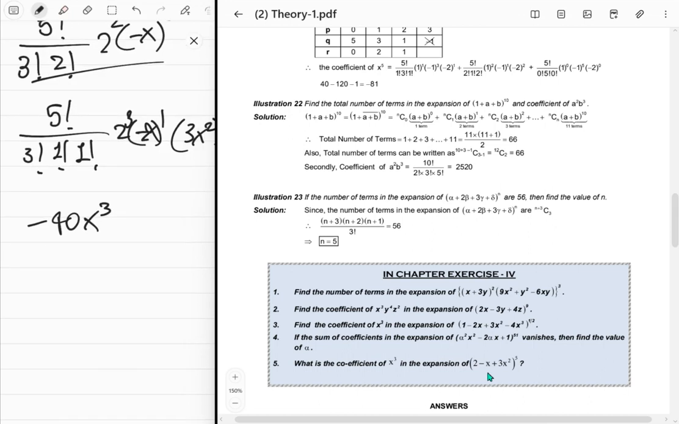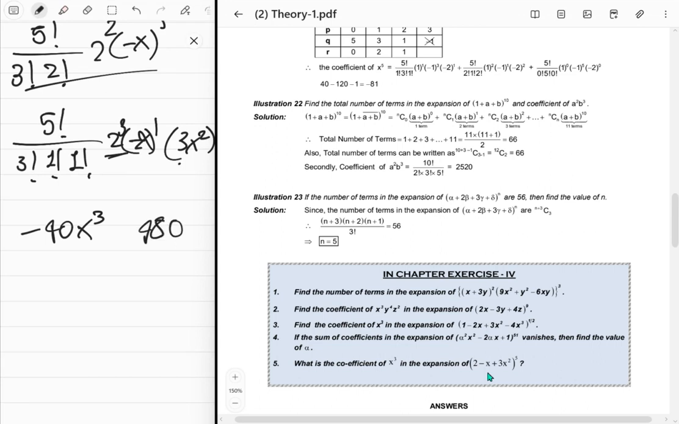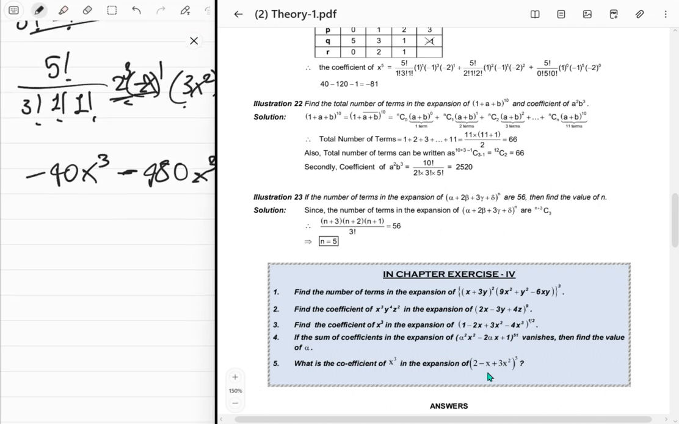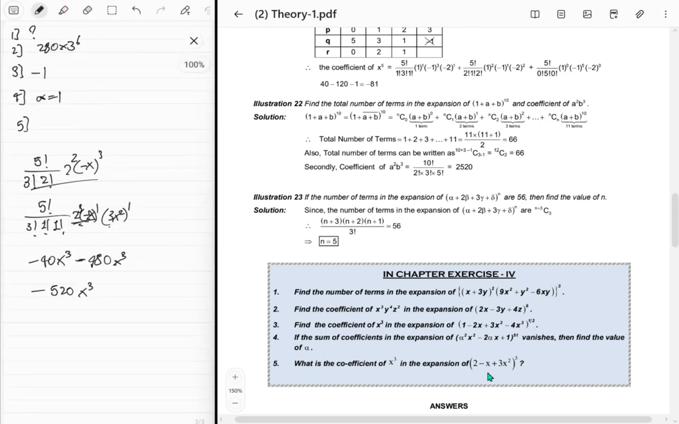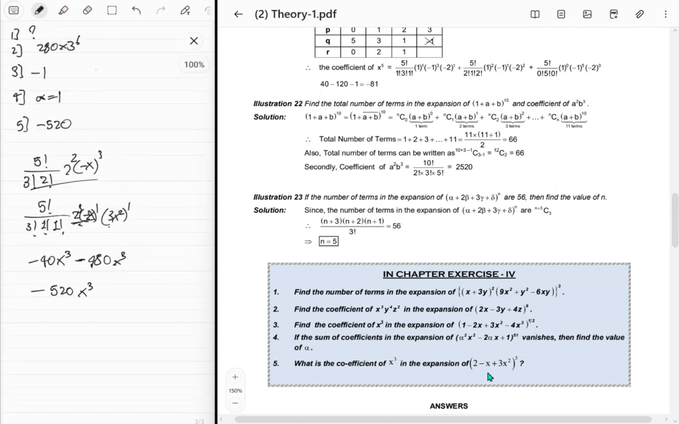And what about this one? It's 5 factorial upon 3 factorial, which is 5 into 4, so that's 20. So 20 times, what is this thing, 8. 20 times 8 is 160, that times 3 is 480. So you got 480, and then it's negative, positive, negative. And you got x cube right there. So it's supposed to be negative 520 x cube. That should be it. So fifth done. It is negative 520. That's the coefficient. Hopefully.